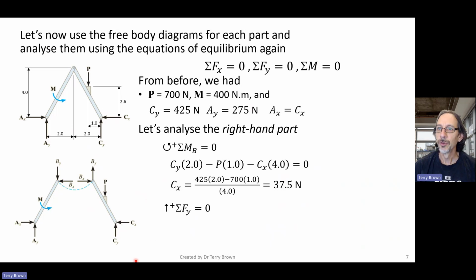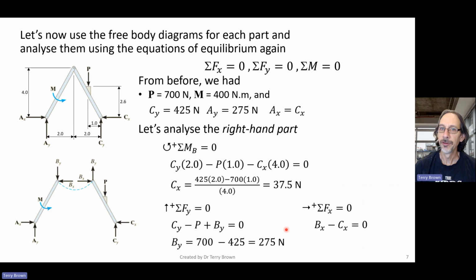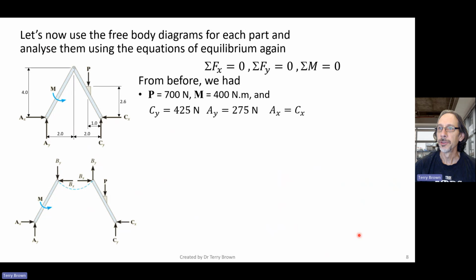All right, so we're going to continue on with this analysis. So let's look at the sum of forces in the vertical direction and calculate By. Upwards is positive. So Cy minus P plus By equals 0. So we can solve for By. Okay, sum of the forces in the x direction, we have Bx equals Cx. So we get Bx equals 37.5.